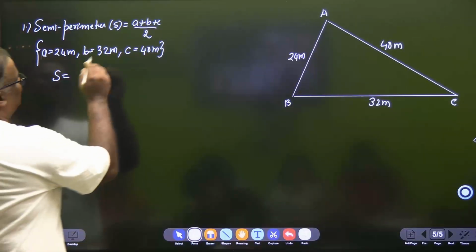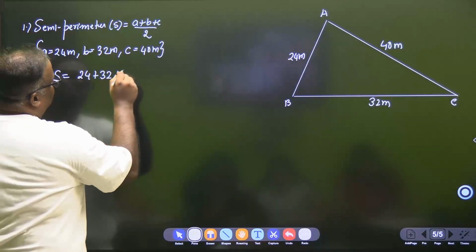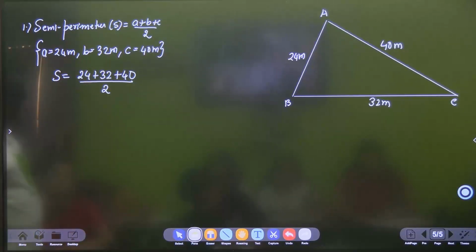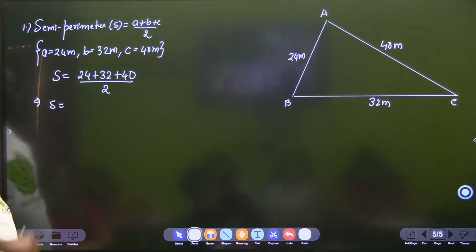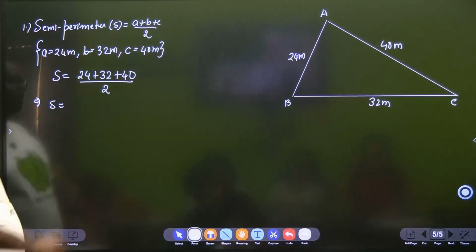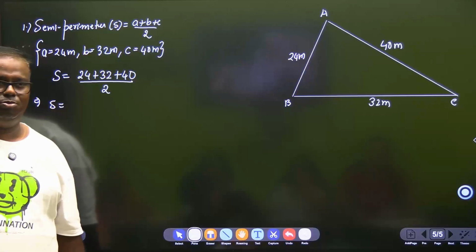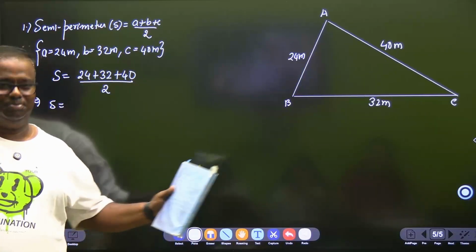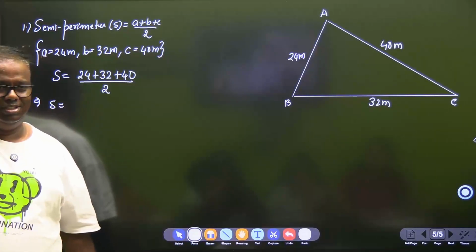So S is equal to 24 plus 32 plus 40 divided by 2. Now see, now I'll show you. From here your trick starts. Now half of you will do what? You will add all these and divide by 2. Now here will be the difference between horses and donkeys. Donkeys move in a herd. Horses move alone, right?